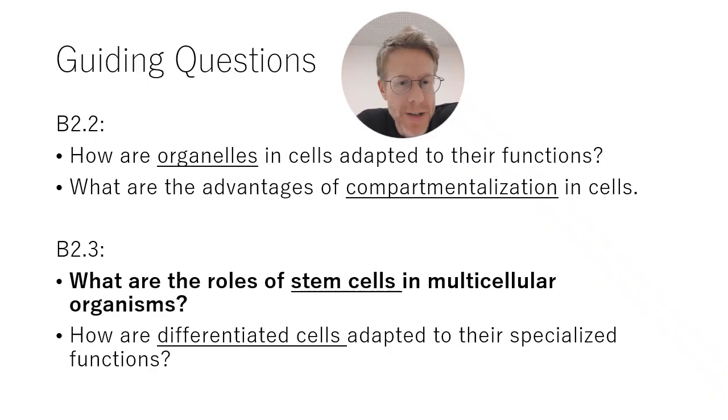All right, we are done with B 2.2. So you might want to take a break at this time. And next we're going to move on to B 2.3. And B 2.3 is really divided into two parts. One is about stem cells. That's the first part. And the next part is about differentiated cells.